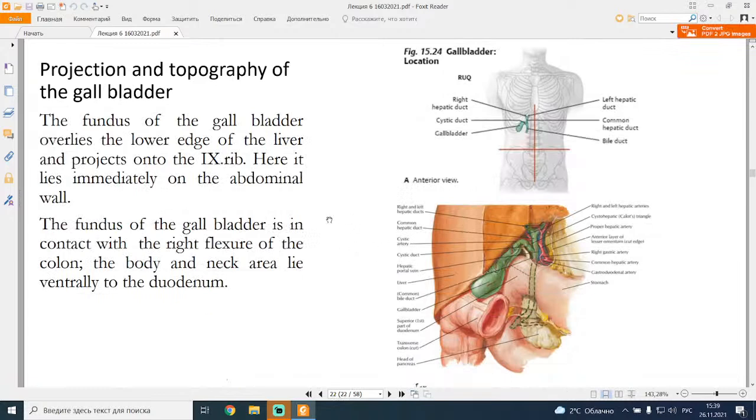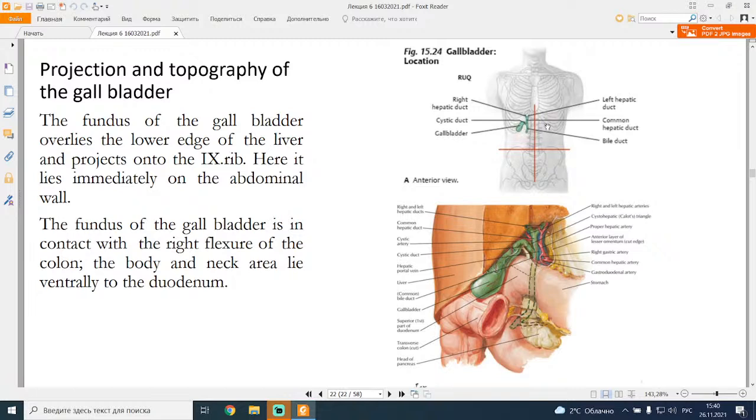Projection and topography of the gallbladder. The fundus of the gallbladder overlies the lower edge of the liver and projects onto the 9th rib. Here it lies immediately on the abdominal wall.